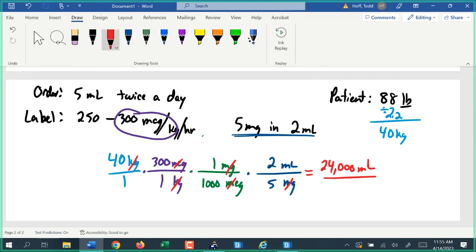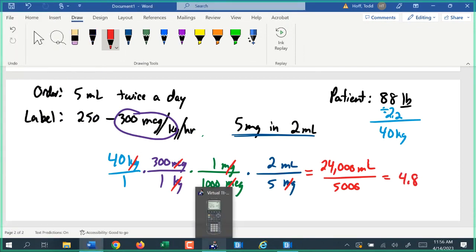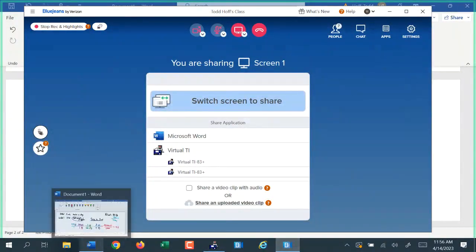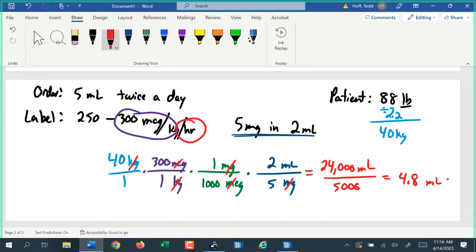Over 1 times 1,000 times 5, that's going to be 5,000 down there. So we're just going to divide that out. 24,000 divided by 5,000 is going to give us 4.8. I missed a 0 in my division there. I divided by 500 instead of 5,000. So the number is 4.8 that we want here. So 4.8 milliliters. Now again, we look at the time frame. This is per hour. Up here, the doctor is saying twice a day. That is every 12 hours.